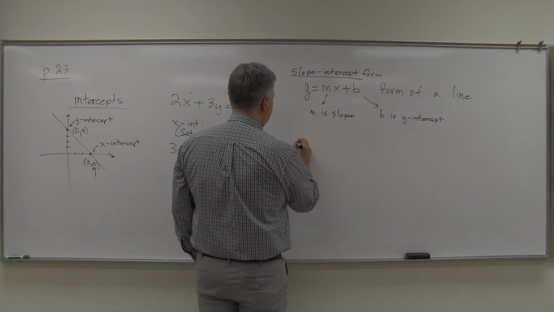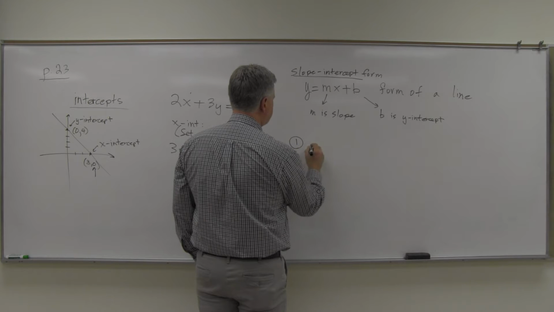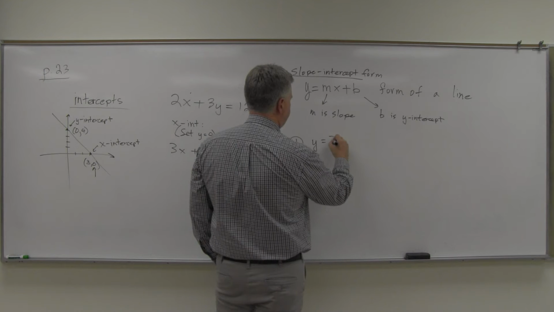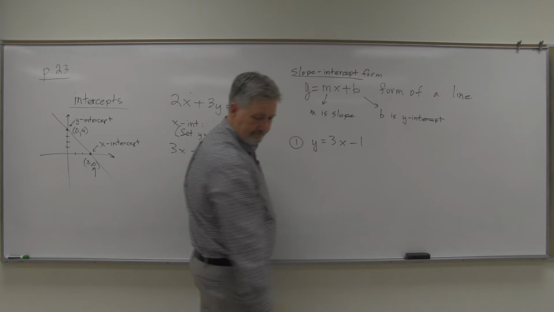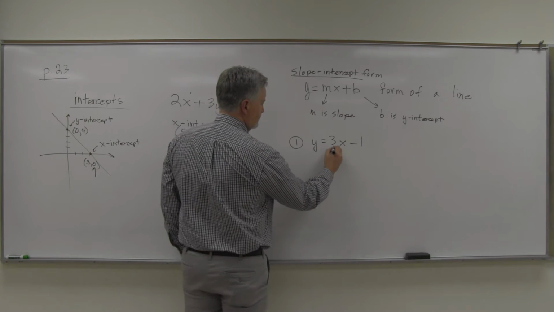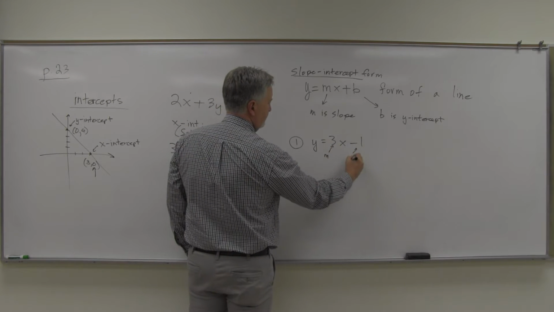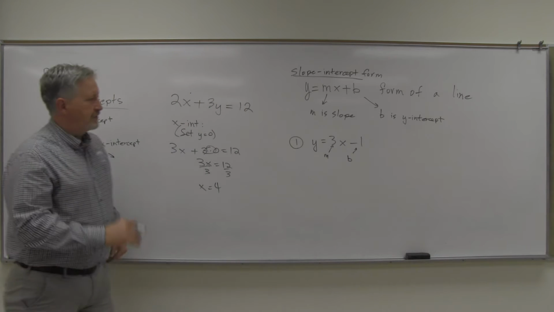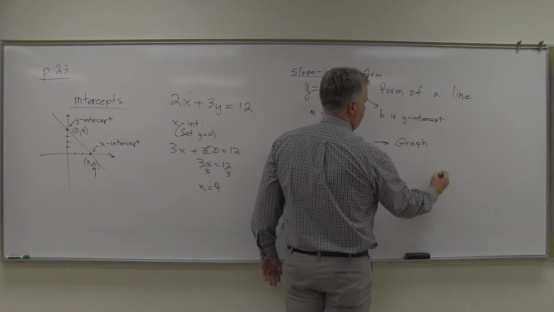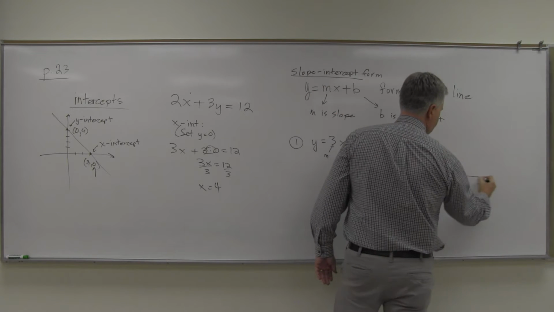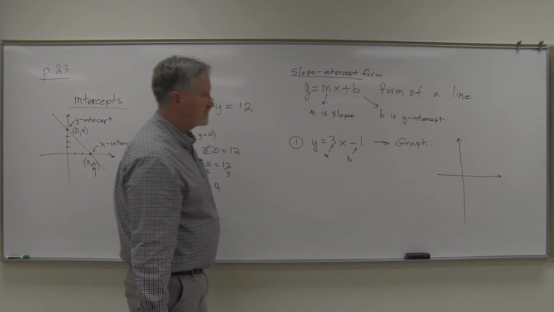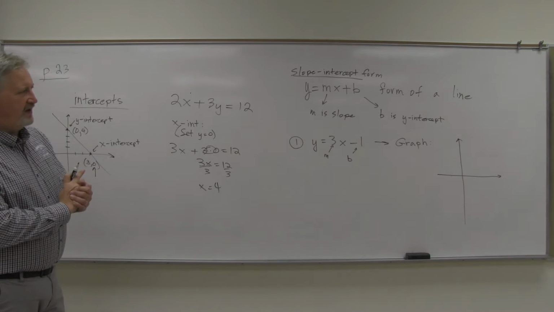All right, so number one is y equals, what was it? 3x minus 1. So here we have m is 3, b is negative 1. All right, so it wants us to graph this line. And so here is what we can do with that.